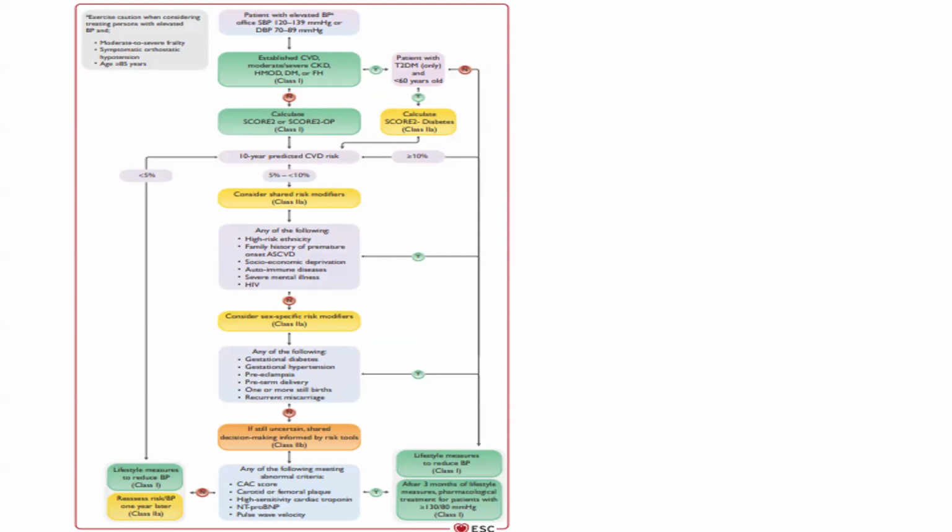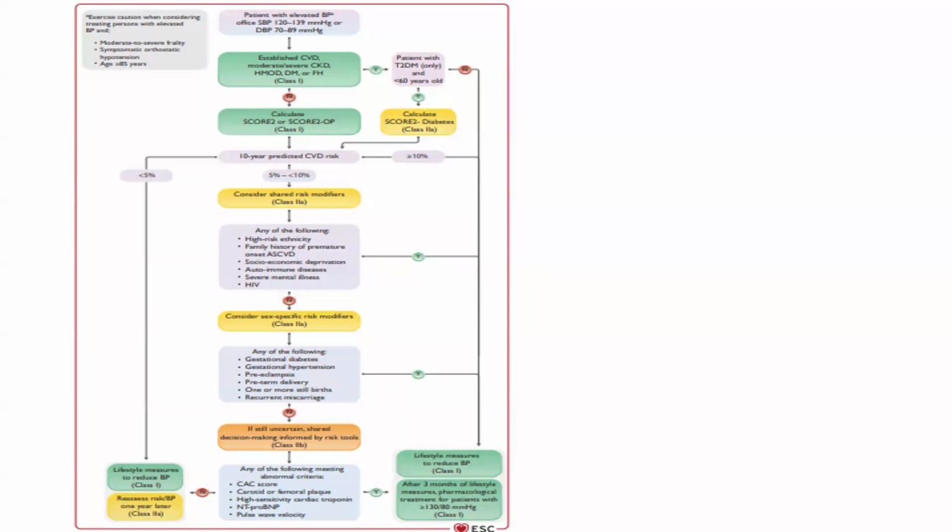If they already have established cardiovascular disease or hypertension-mediated organ damage, there's no reason to calculate their 10-year risk. But if they don't have these, we will calculate their cardiovascular risk over 10 years. And if that turns out to be greater than or equal to 10%, they will go for lifestyle measures for 3 months. And if that doesn't decrease the blood pressure to normal targets, then patients are going to pursue pharmacologic management.